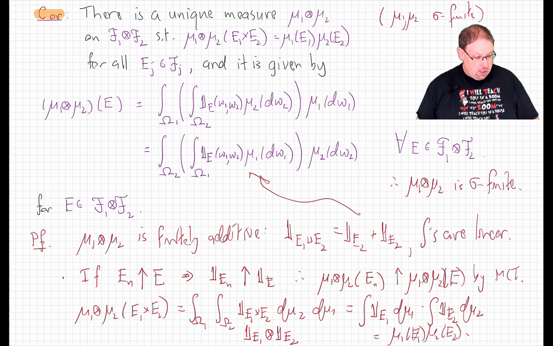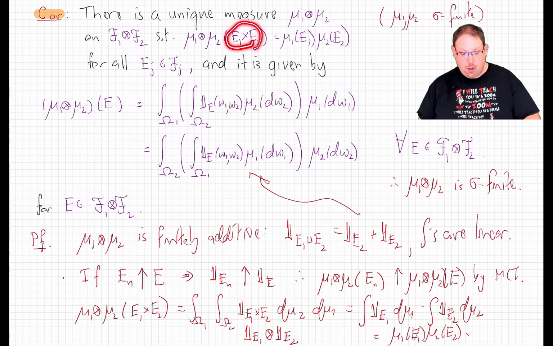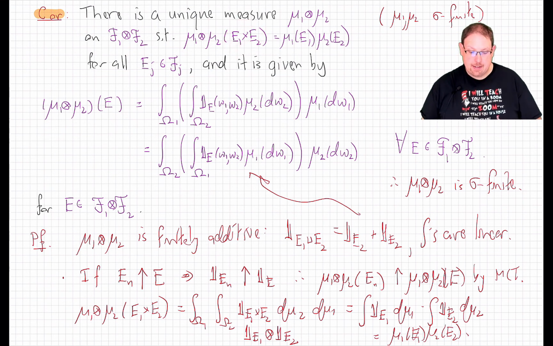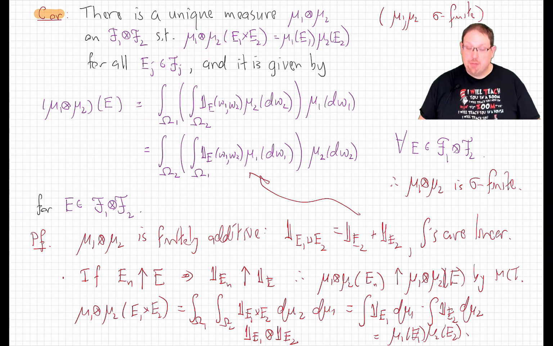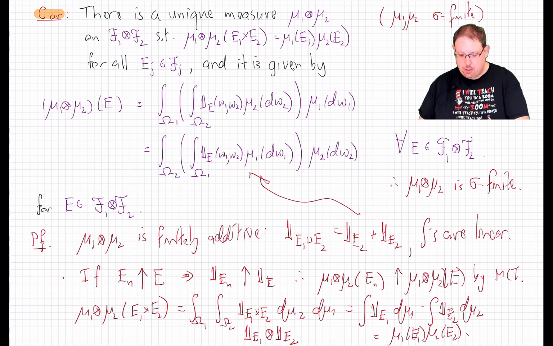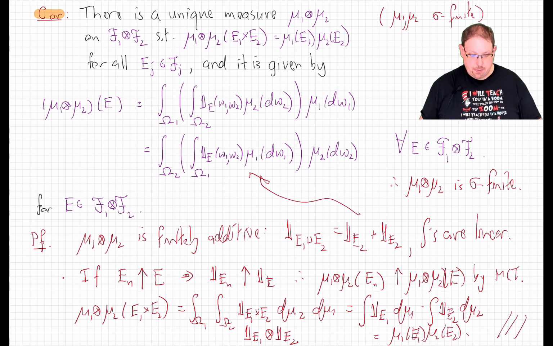So we just need to check that it's the unique one that does that. But that follows easily from the fact that the product sigma field is generated by all product sets like this. And so once we know the measure on a generating family, we know it everywhere. And so that concludes the proof.